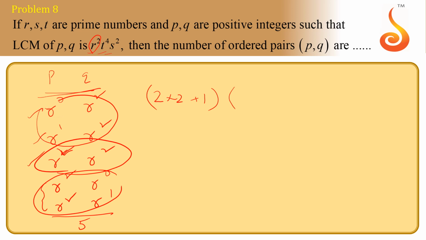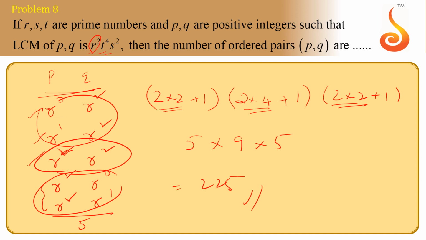Similarly, for t power 4 it is 2 into 4 plus 1. Same logic, into 2 into 2 plus 1. So how much is this? 2 into 2 plus 1 is 5. 2 into 4 plus 1 is 9. 2 into 2 plus 1 is 5. So 5 into 9 into 5 is 225. So the number of possible ordered pairs is 225.